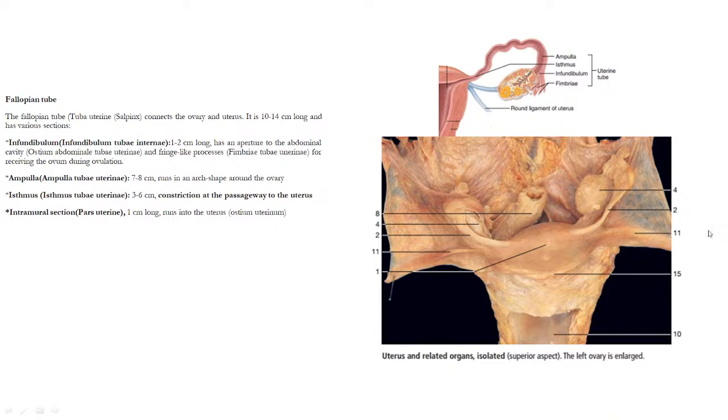Here you see the fallopian tubes. This is the fimbriae, infundibulum, ampulla, and isthmus. This is the tuba uterina.